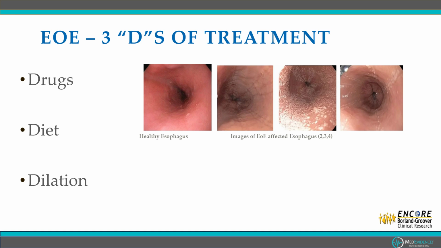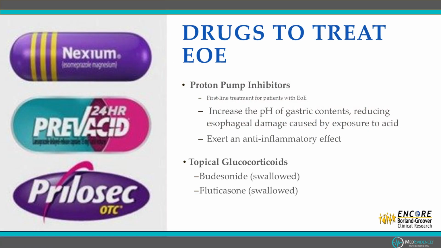In terms of the 3 Ds of treatment, it's a 3-pronged approach. We think about drugs, we think about adjusting diet, and we think about using dilation to help our patients. So in terms of drugs, the first line treatment is the proton pump inhibitor class, which most people think of in terms of treating reflux disease and acid issues, heartburn.